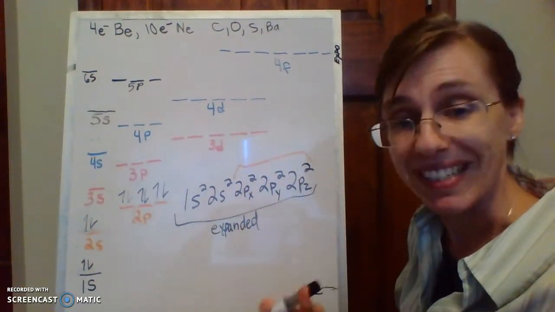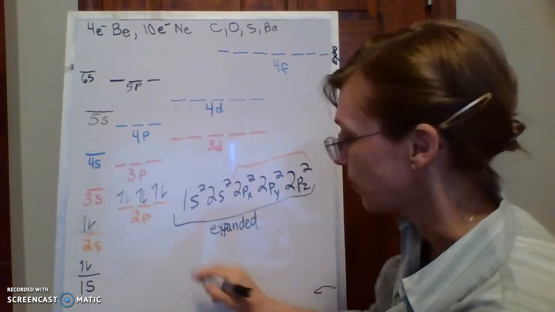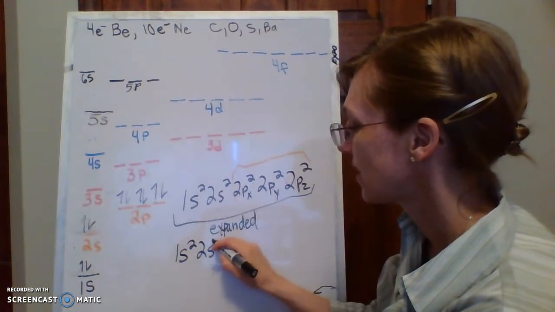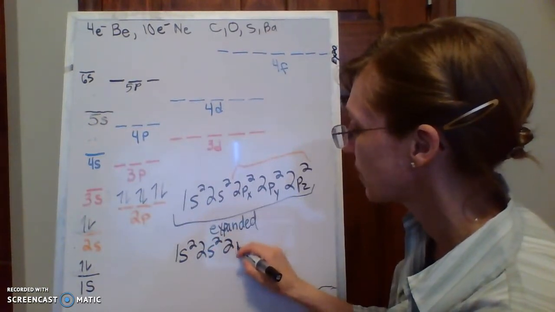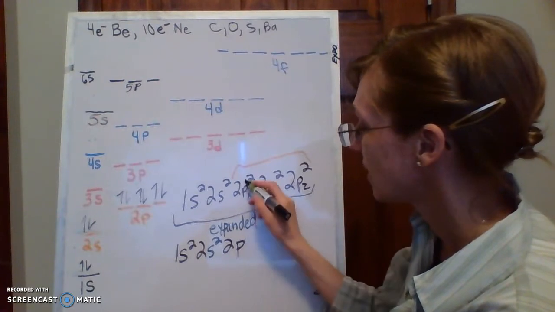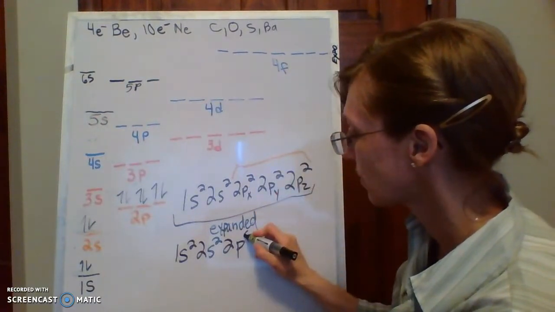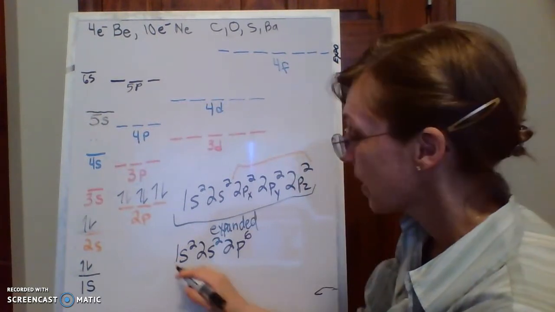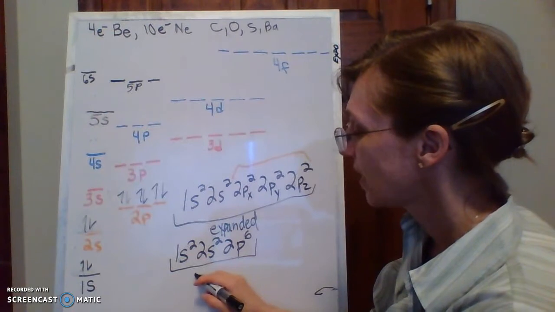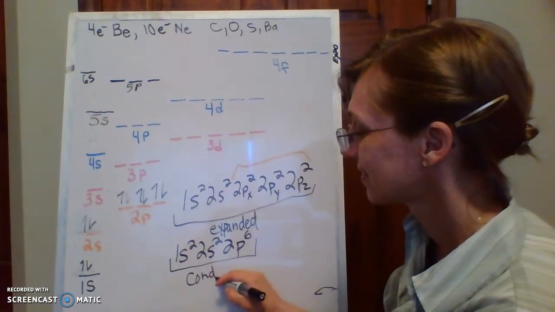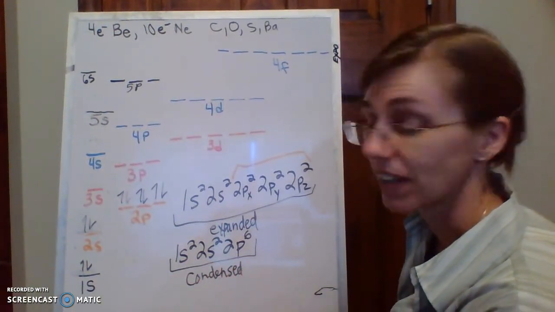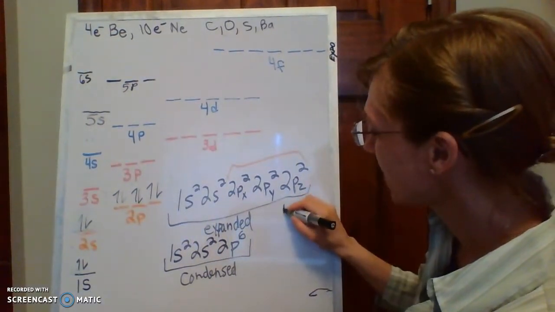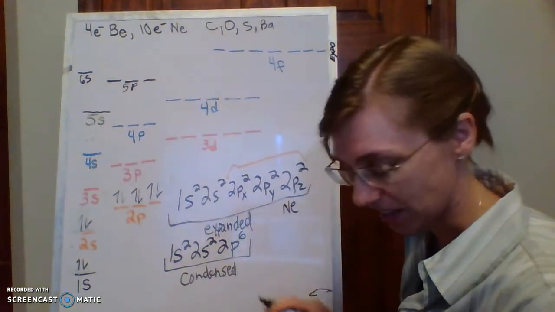Now we can recognize that all of these are p's, right? So we can group them together, and that makes a shortcut way of doing it, so we have fewer things to write. The s's stay the same: 1s2, 2s2, but this time we're going to just write the 2p, and there's 2 plus 2 plus 2, a total of 6 electrons in that set of p orbitals. When we group those p's together, this is called the condensed electron configuration. So this is the expanded for neon, and this is the condensed electron configuration for neon.